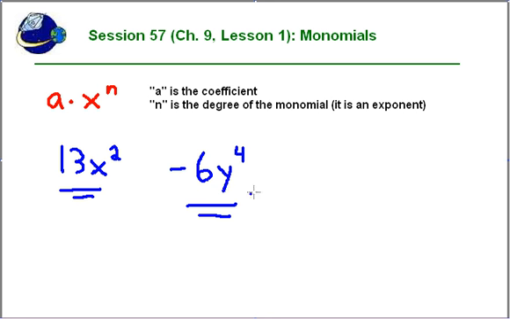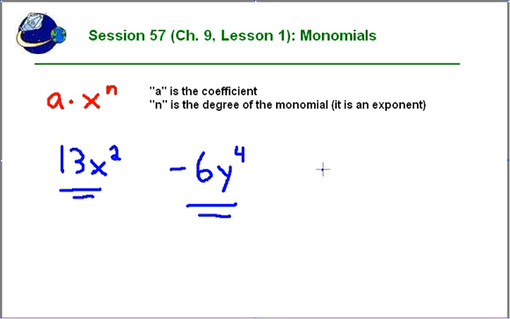In this monomial, what is a? Our a is our coefficient, and our coefficient in this monomial is minus 6. What is the degree of this monomial? Well, it's 4. That's represented here by our exponent. And in this situation, our variable is the letter y. So once again, minus 6y to the fourth. This entire phrase, this entire chunk, is referred to collectively as a monomial.